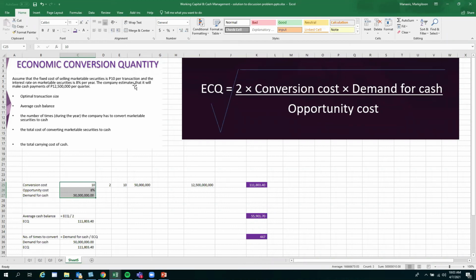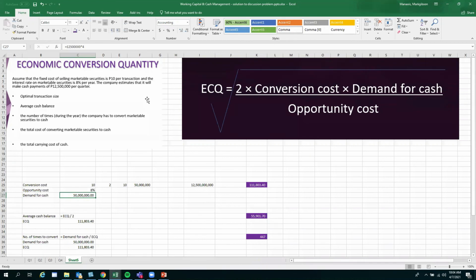Okay? The company estimates that it will make cash payments of 12.5 million per quarter. This is your demand for cash. But this time we express it in 1 year, so that's 12.5 million times 4. Saan nakuha yung 4? 4 quarters kasi, so there are 4 quarters in a year, kaya multiply by 4. Pag sinabi namang semi-annual, multiply by 2. Pag monthly, multiply by 12. So depende dun sa hinihingi ng problem.